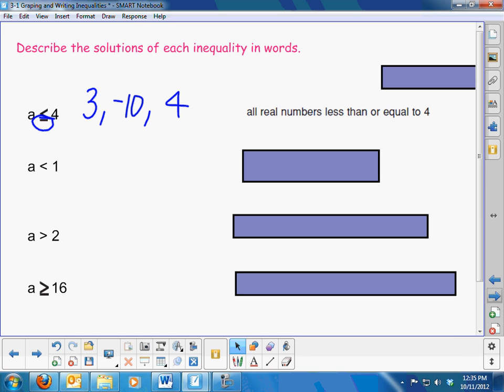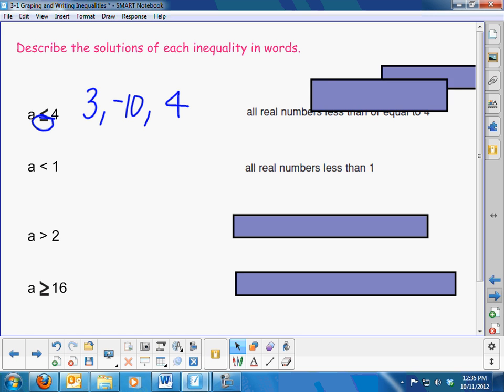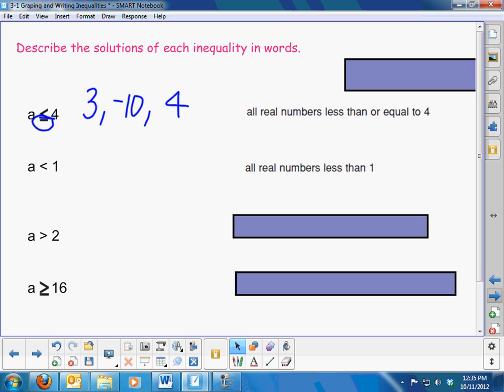How do you think I would read the next one? A is less than 1. All real numbers would make that statement true that are less than 1. So would the number 1 make that true? Is 1 less than 1? No. 1 is equal to 1, but this one does not have an equal to line underneath the inequality symbol. So you can only be numbers less than 1. Example 0, -100, -5/7, etc.